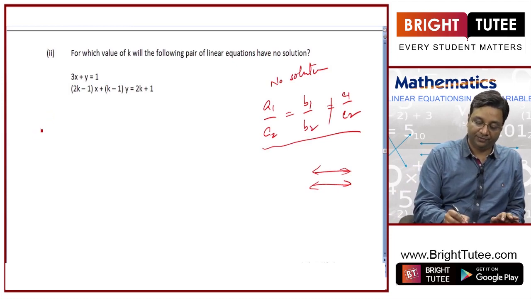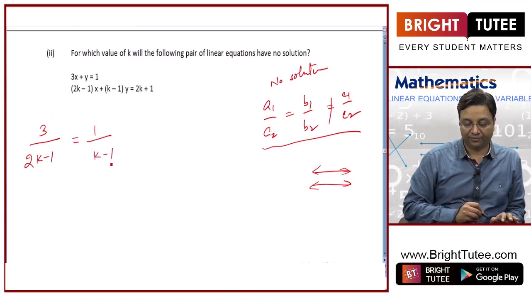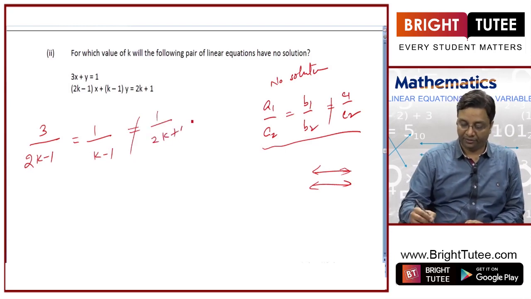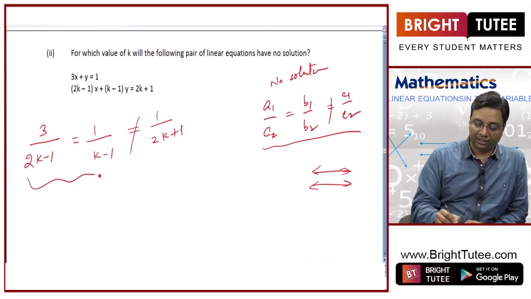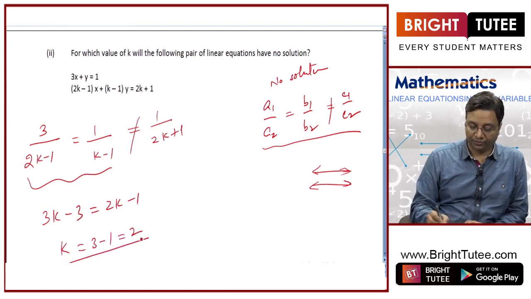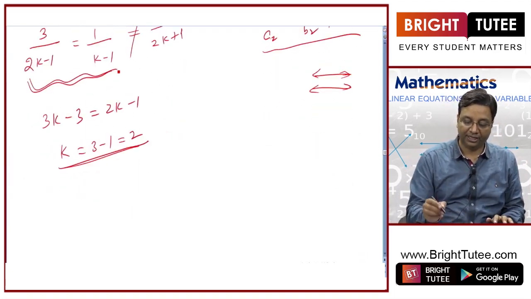Let us compare these. 3 by 2k minus 1 should be equal to 1 by k minus 1, right? And it should not be equal to 1 by 2k plus 1, okay, for no solution. Let us look at these first. This will give me 3k minus 3 equals 2k minus 1, hence k is equal to 3 minus 1, that is 2, right, the first part. This gave me k equal to 2.